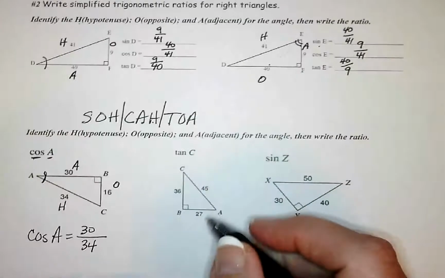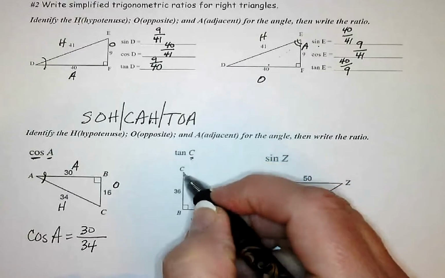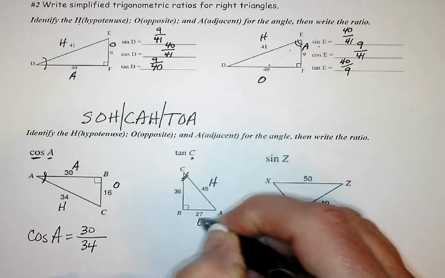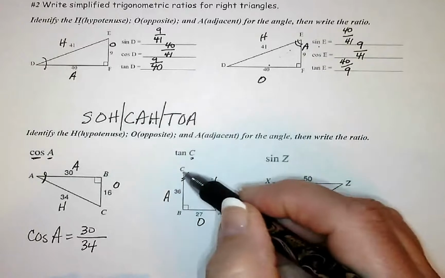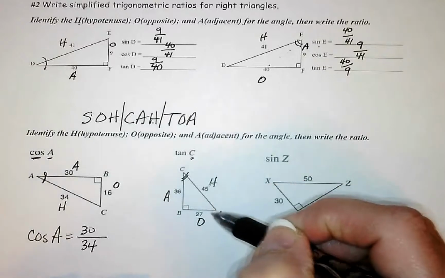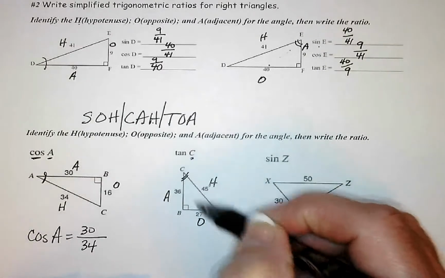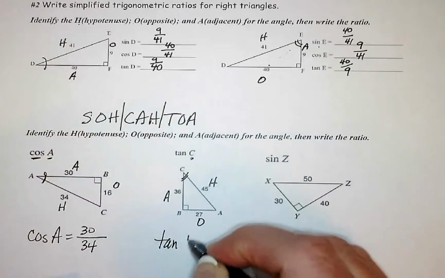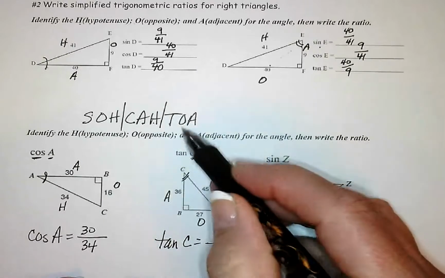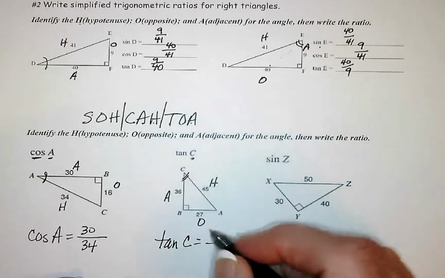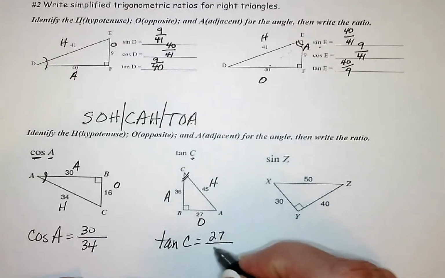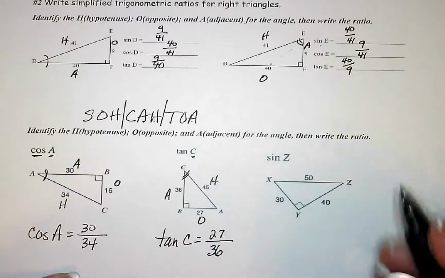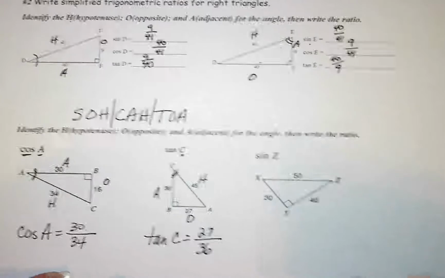Next one, we're going to do the same process. Angle C is what we're talking about, so I'm going to mark angle C so I know. Then I'm going to mark H, O, and A. H is the easiest one to start with, that's the hypotenuse. The next one going around is going to be the opposite, and the one right next to it is the adjacent. Tangent of angle C is going to be opposite over adjacent, so 27 over 36. Now some people would have you reduce those fractions. It really doesn't matter for what we are going to be doing.